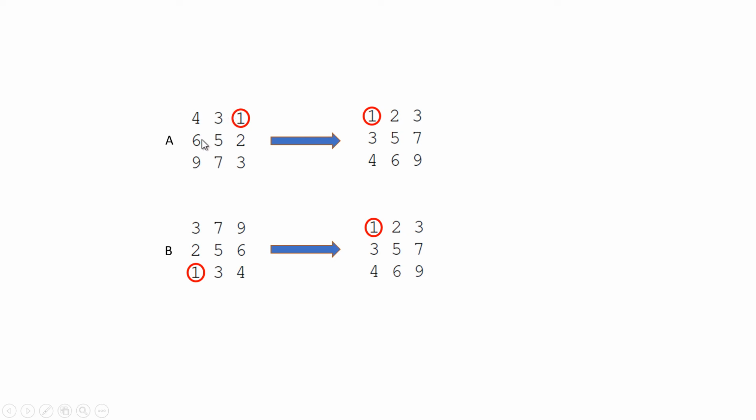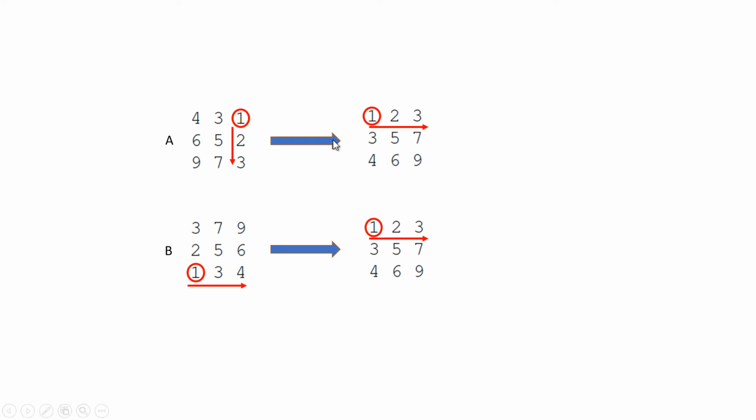So the first step, we need to find the smallest number in all the numbers in the table. In this case, it's 1. And then in the output, we should print this number first. And same for table B. So in the input, we need to find the smallest number and then print it out first.